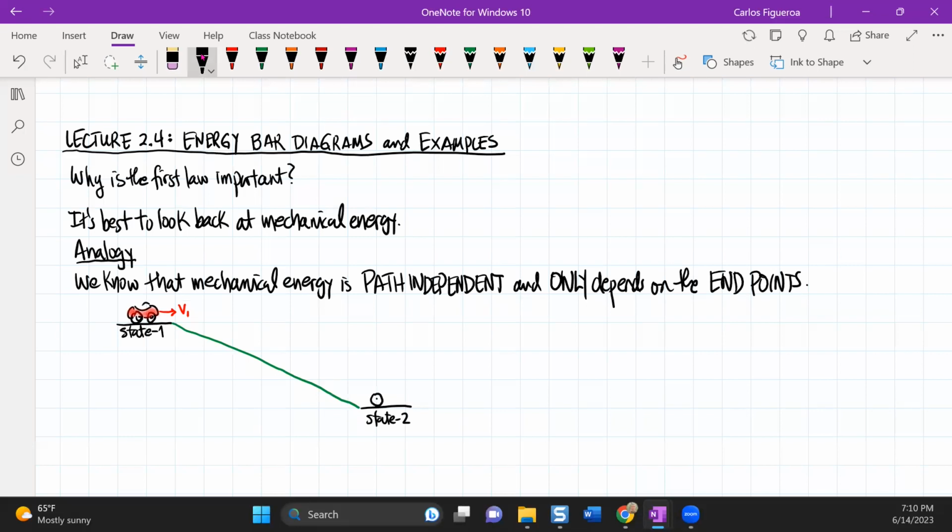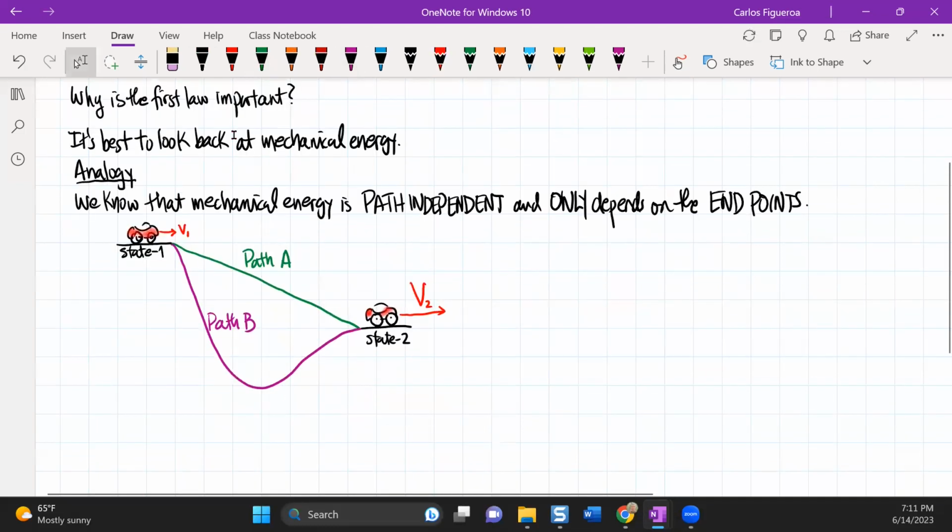And so when I look at this cart and it gets here, we can see that the speed of this cart is going to be higher at point 2. Now, this path here, I'm going to call it path A. To show that this is path independent and it only depends on the endpoints, I'm going to select a different path that maybe goes up like this here. And I'm going to say that this here is path B.